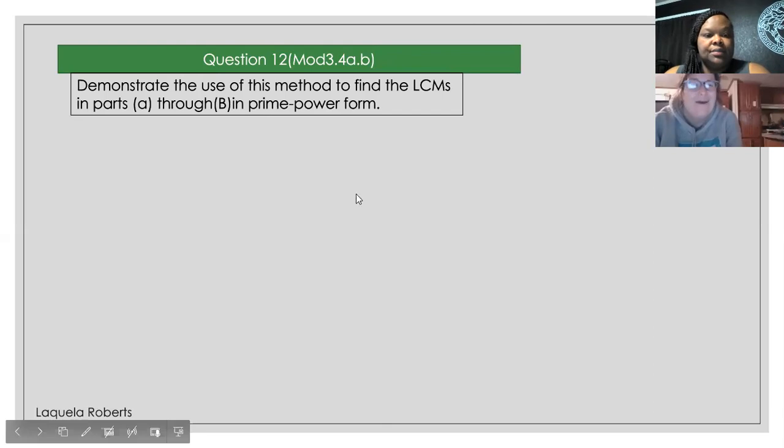Yeah. Miss Dominique, question 12, mod 3, question 4A and B. Demonstrate the use of this method to find the LCM in parts A and B in prime power form.